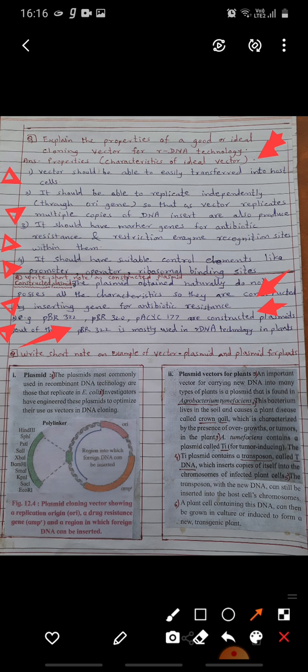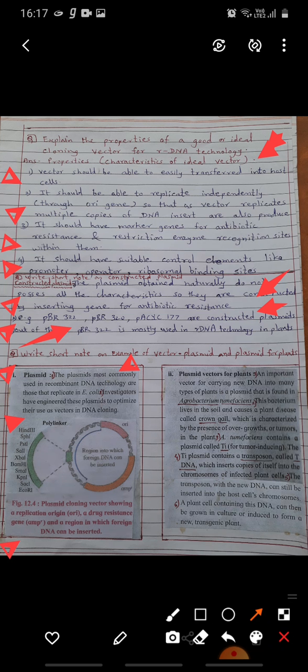Next question: write a short note on examples of vectors, that is plasmid and plasmid for plants. So first, a short note about plasmid. The plasmids most commonly used in recombinant DNA technology are those that replicate in E. coli, that is Escherichia coli. Investigators have engineered these plasmids to optimize their use as vectors in DNA cloning.